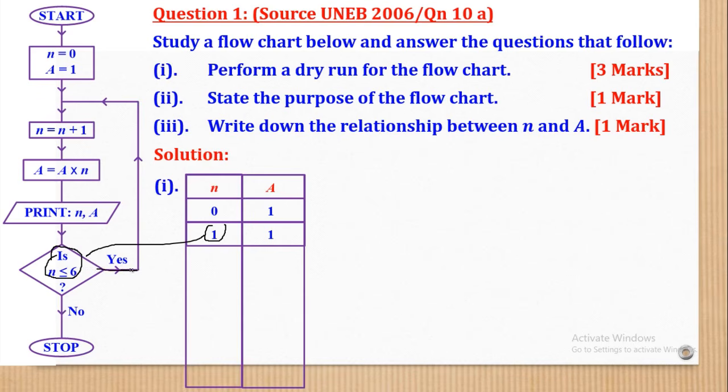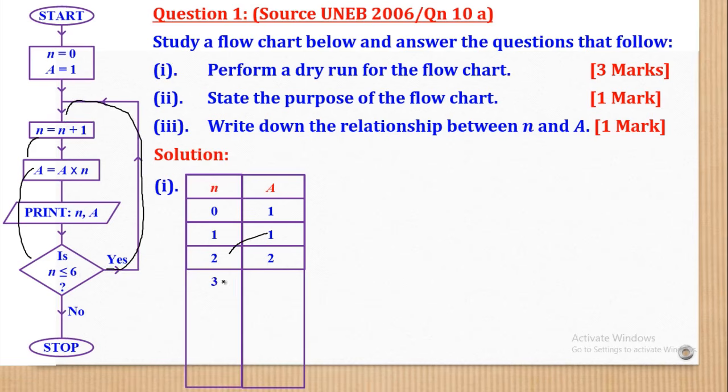So the arrow of yes takes you back to this statement. So what does that mean? It means that you increment n by 1. So when I increment n by 1, it was originally 1, so now it is going to become 2. When it is 2, go to this one where you have to multiply this with this to give you 2. Then print and then ask yourself, is n less than or equal to 6? Yes. So you still go back and increment n by 1 to give you 3.